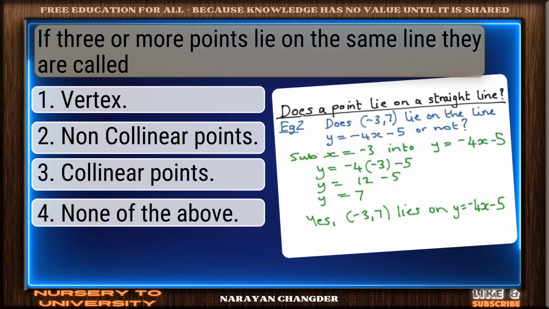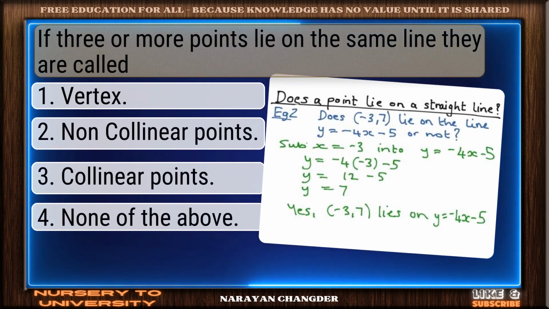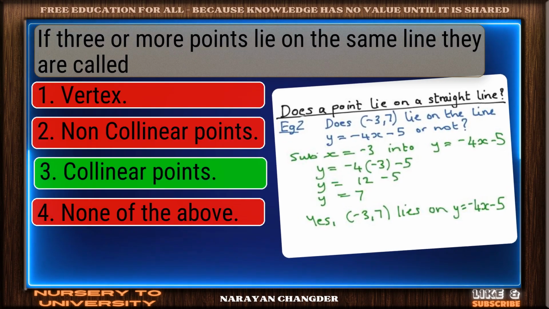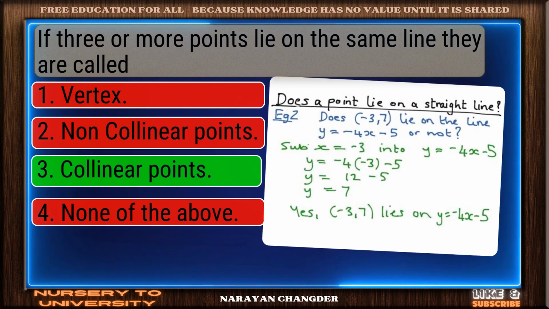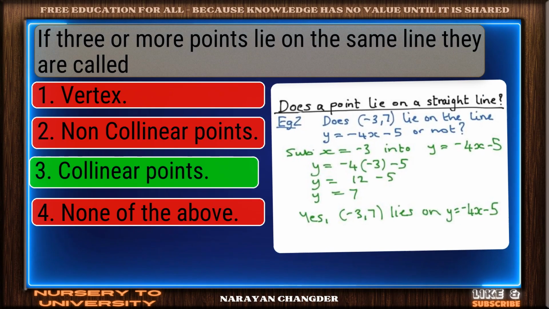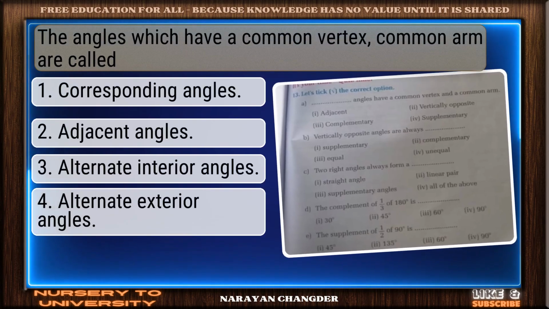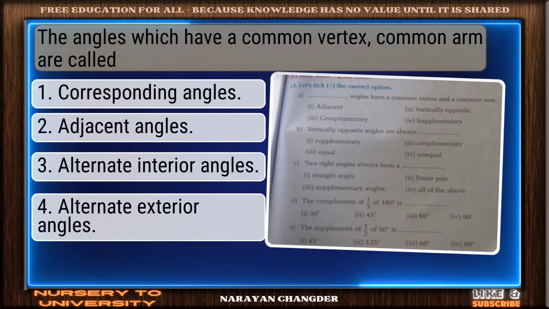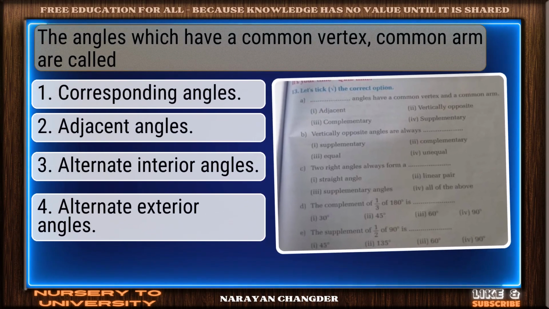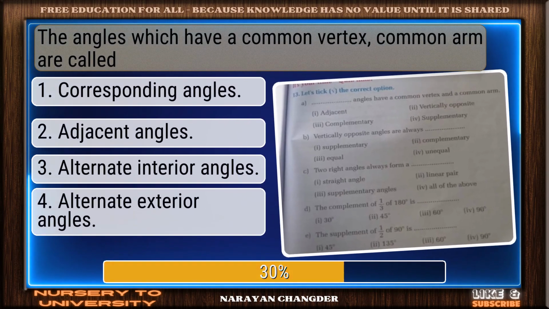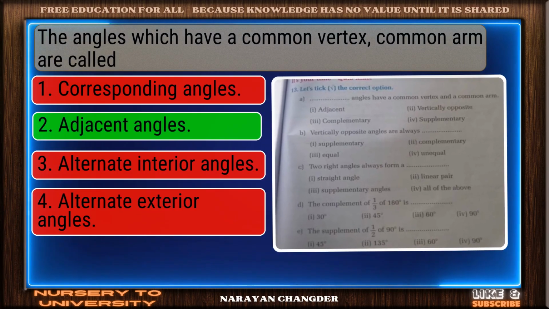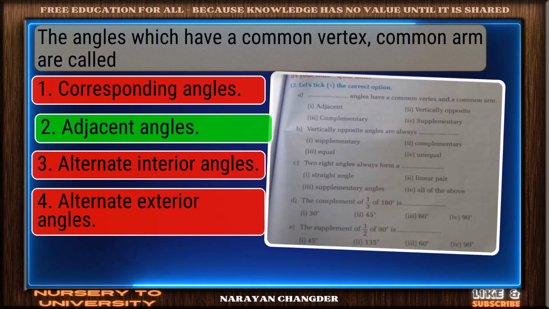Question number 49. If three or more points lie on the same line, they are called. Clear logic. Your choice, collinear points, is sound and 100% true. Question number 50. The angles which have a common vertex and common arm are called. Good job. Your answer, adjacent angles, works well here.